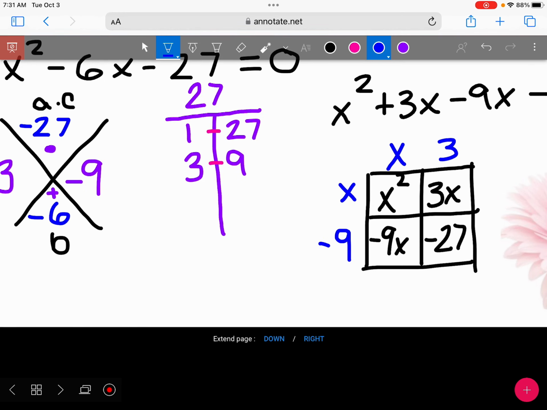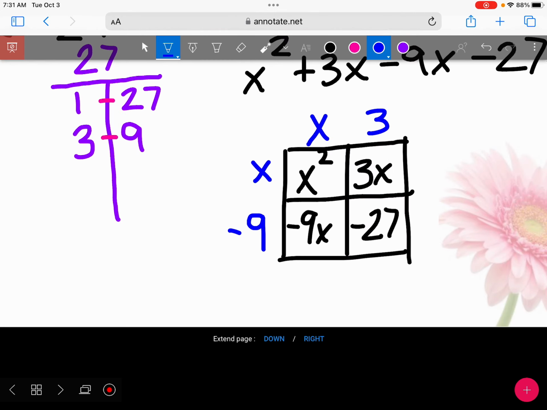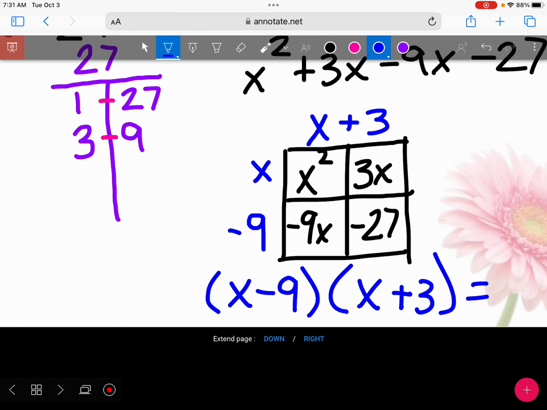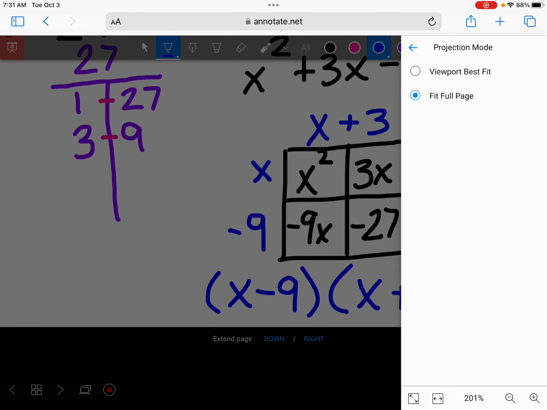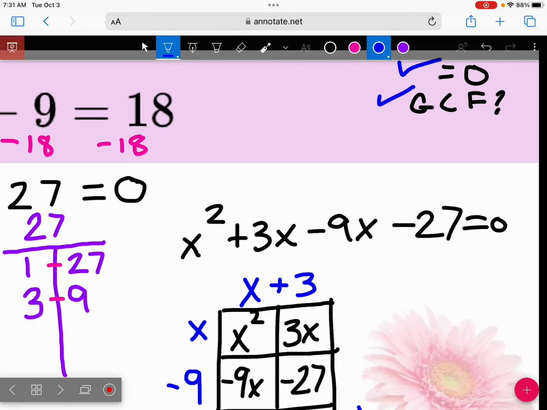So our factored form is going to be, and I'll write it right below the box, x minus 9 and x, if there's nothing written there, it's a plus 3. I'll zoom it back out for you guys. And that's our factored form. So we factored. Questions on the factoring part? Because then we've got to solve. We're almost to the end of this one.